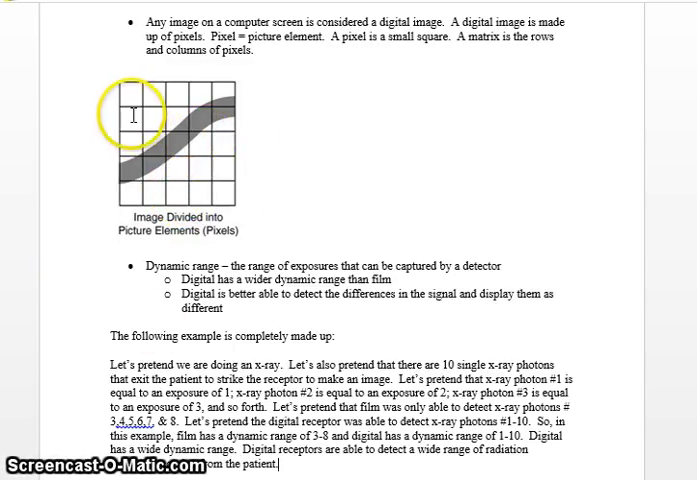Now, when talking about pixels and matrix, you always want a smaller pixel size for better detail or better spatial resolution, and you want a larger matrix. So you want a small pixel size but a larger matrix. You want more rows and columns.